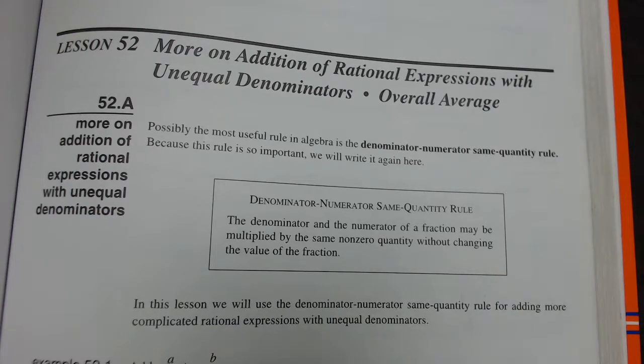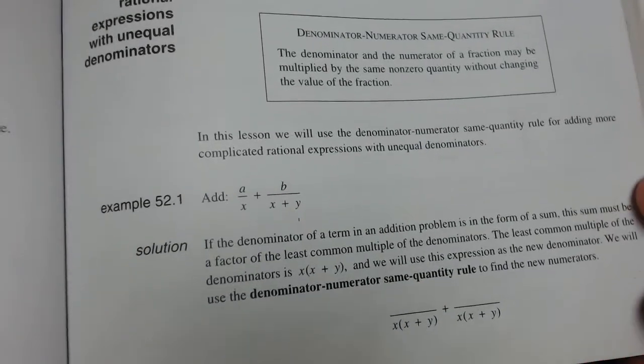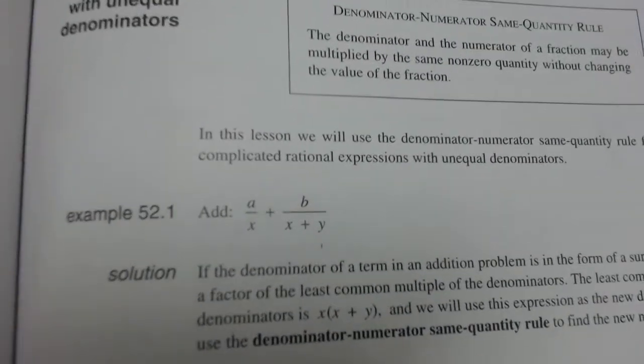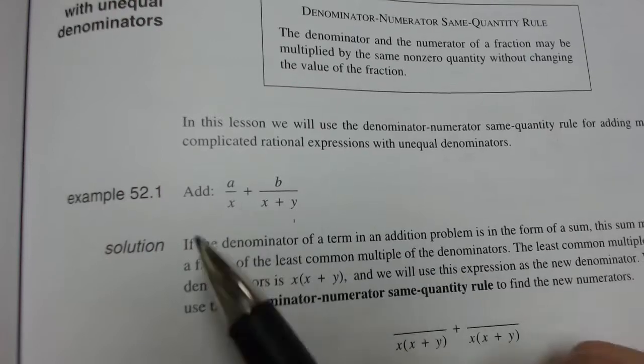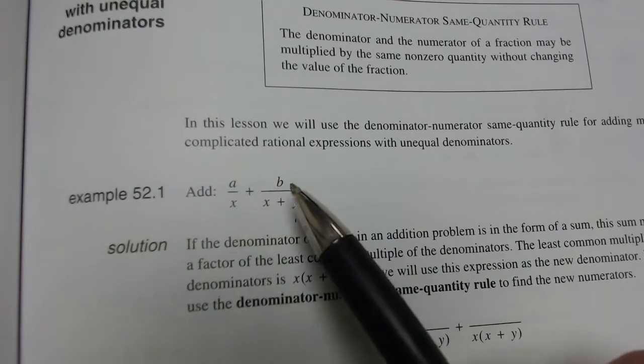Algebra 1, Lesson 52, more on addition of rational expressions with unequal denominators and overall average. So again, rational expressions are like fraction expressions, and they're called expressions because we don't exactly have any real numbers in here, or at least not that we're sure of. We're dealing with all letters.